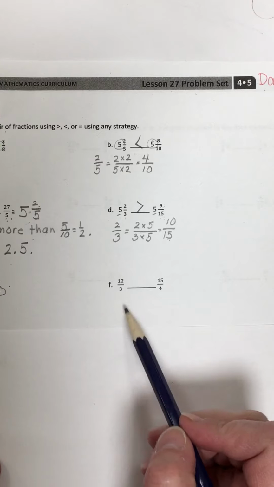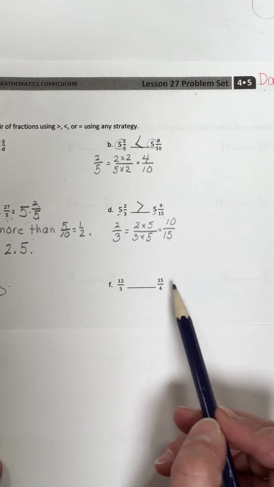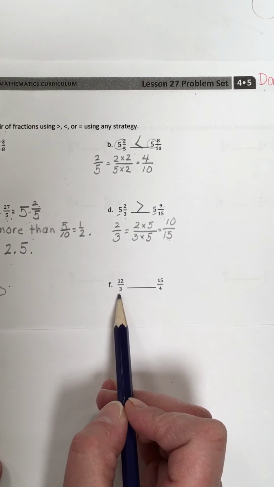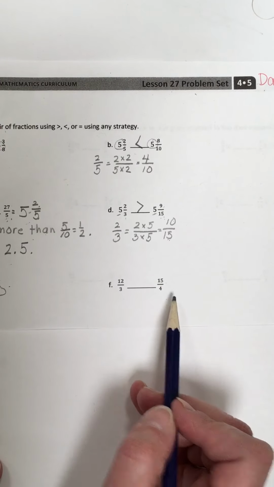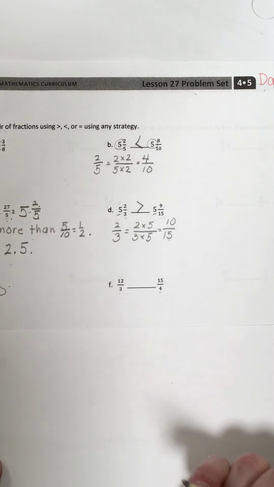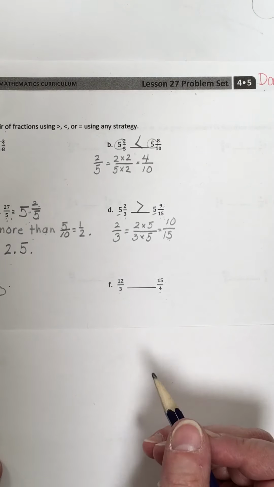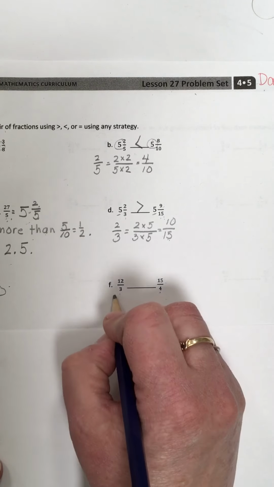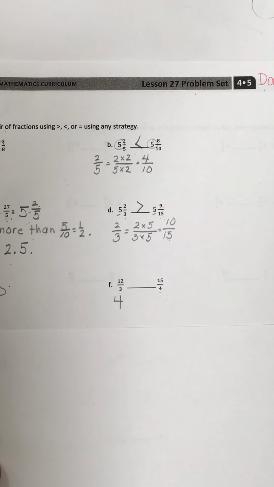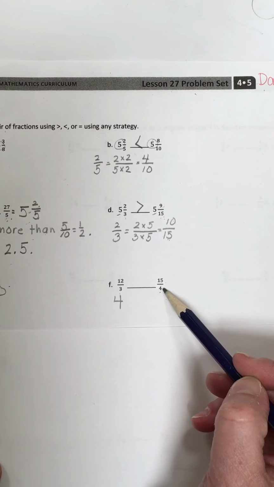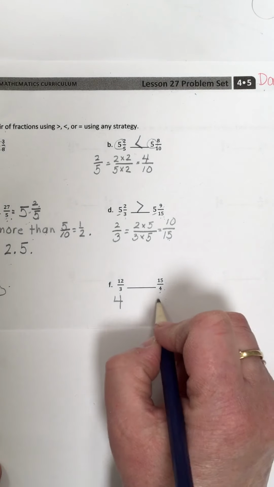Move into F. We're comparing 12/3 to 15/4. Well, these are improper fractions. Numerators are different. Denominators are different. I'm going to turn them into a mixed number. 12 divided by 3 is 4. That's easy. 15 divided by 4, well, 4 can go in 3 times.